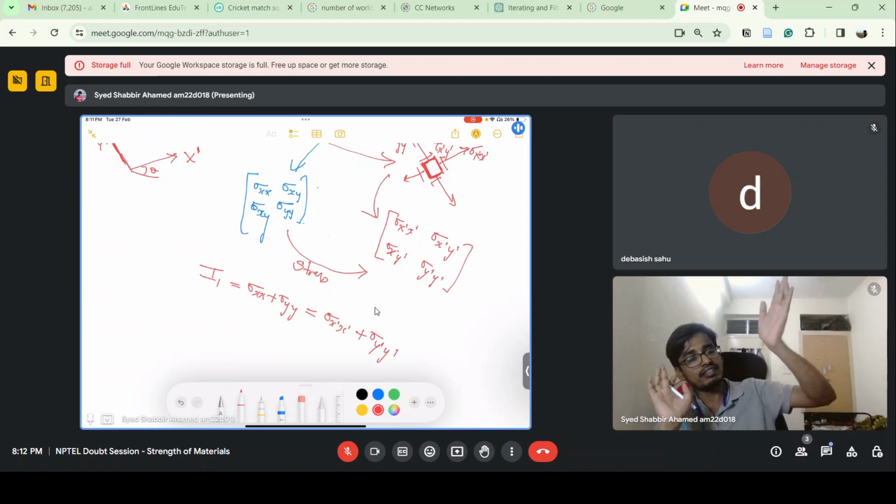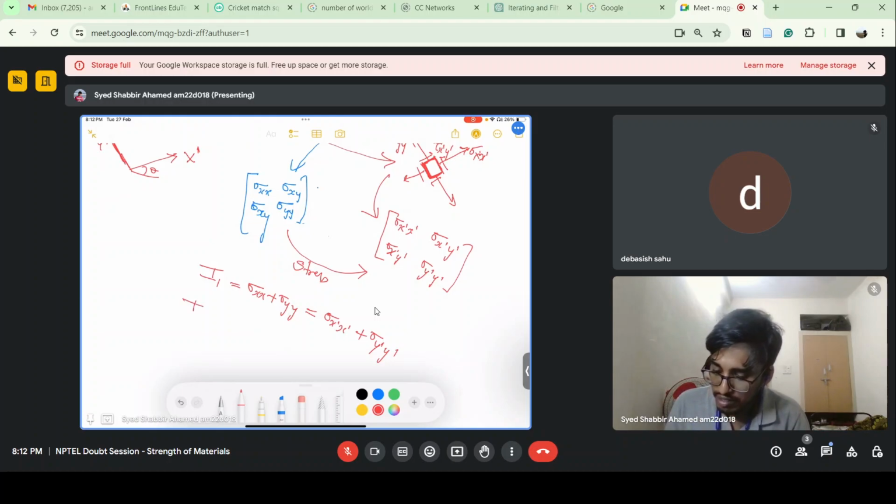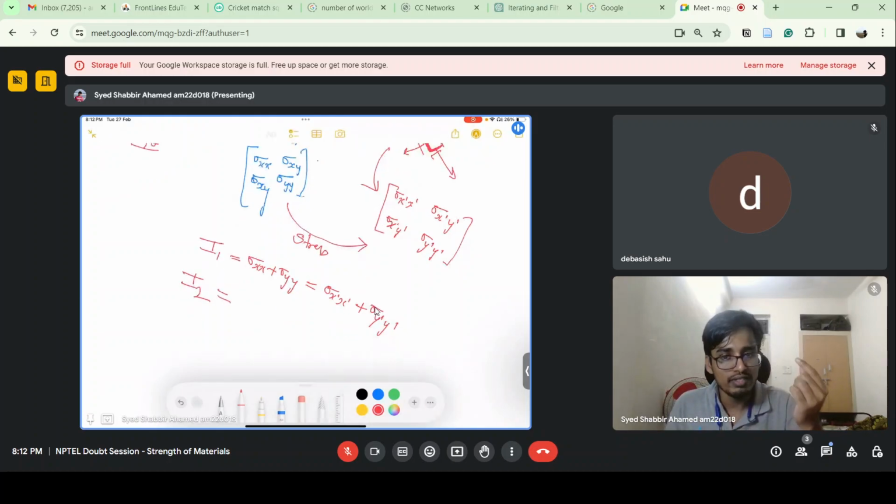So whenever you change the reference coordinate direction, the elements in this matrix may change, but this invariant will remain the same for that point. That is the first invariant. The second invariant for a two-dimensional case is the determinant. The determinant of the xy matrix and of the x'y' matrix will be the same. This is the second invariant.